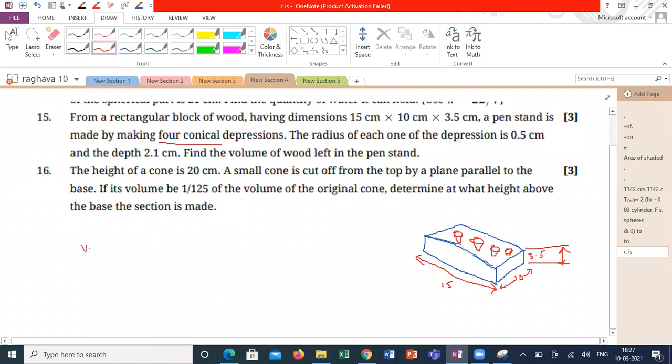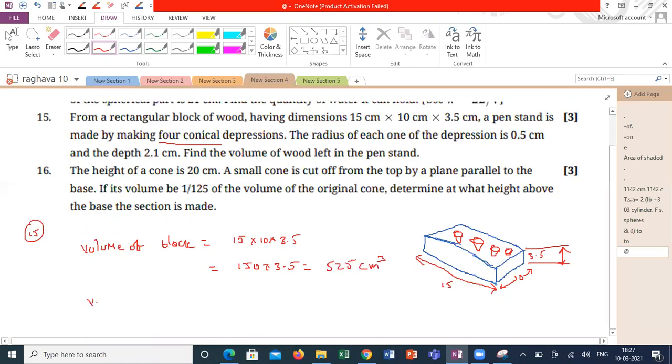What is the volume of the block? So 525 centimeter cube, sir. Is the answer 523.53? What is the volume of the block you got? 525, sir. 525 centimeter cube.